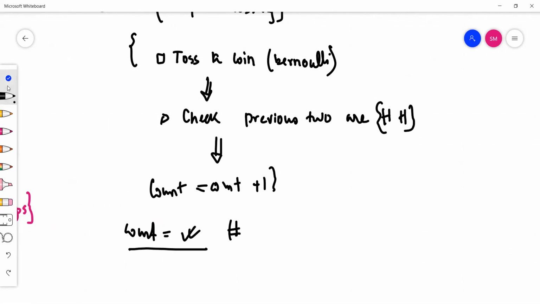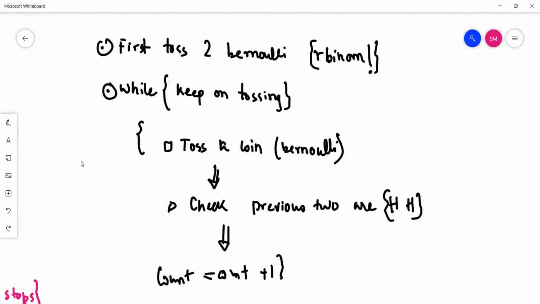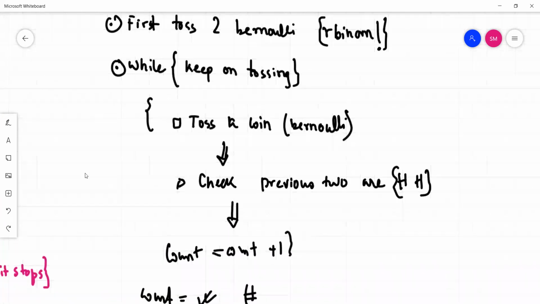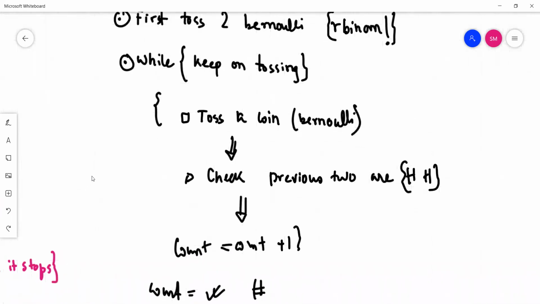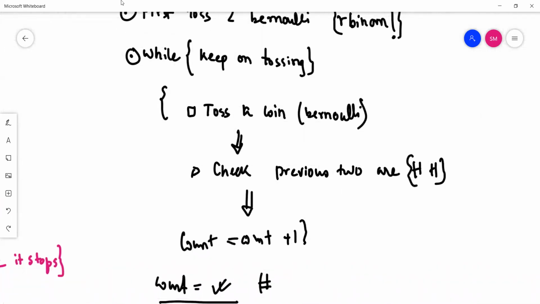Now you repeat this experiment 1000 times and you get the average. By the law of large numbers, the average will go to the actual expectation. It will be around 6. So let's check that and understand how we do this. Let's go to RStudio now.